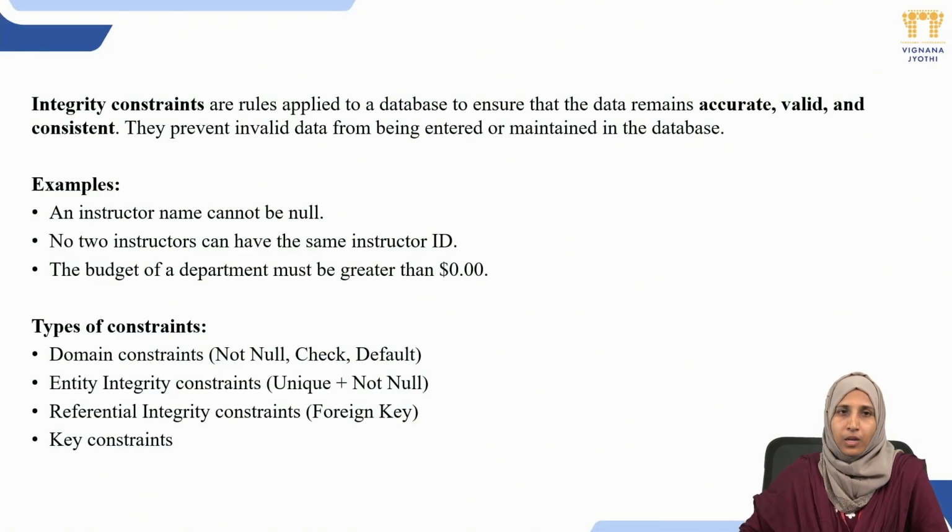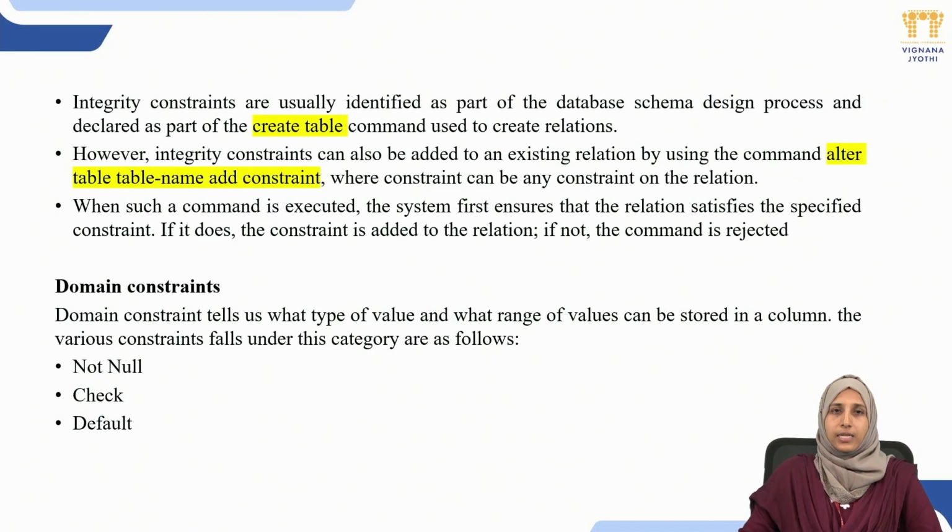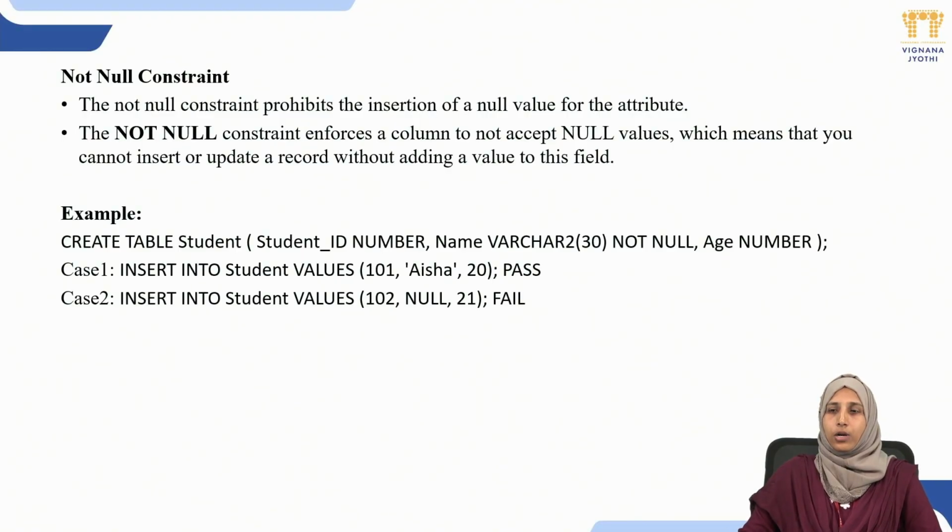The first one is domain constraint. Domain constraints tell us what type of value and what range of value can be stored in a column or attribute. These can be ensured with the help of not null constraint, check constraint and default constraint. Not null constraint is nothing but whenever you are entering anything in a database, it assures that until and unless you enter some value for a given field, it is not going to allow you to go for another operation on a given database or on a given relation.